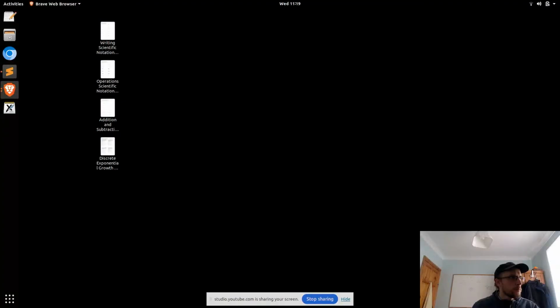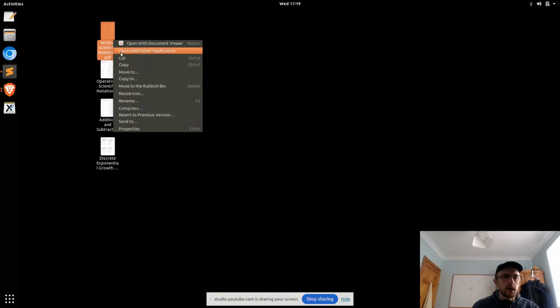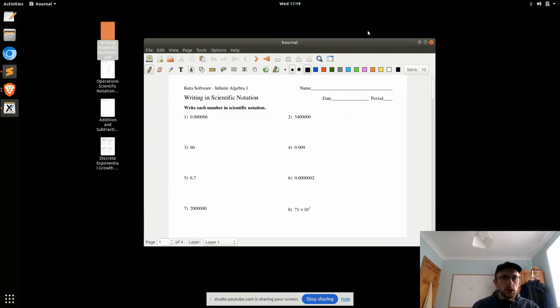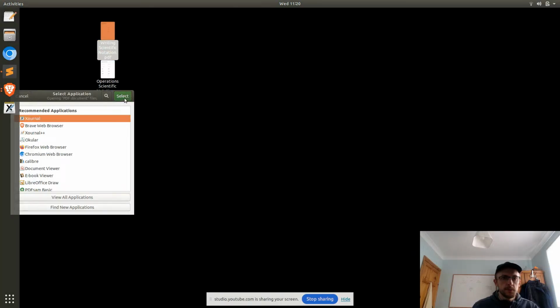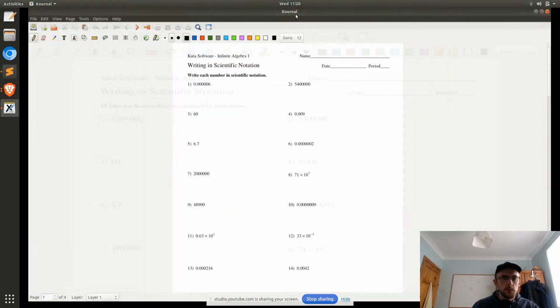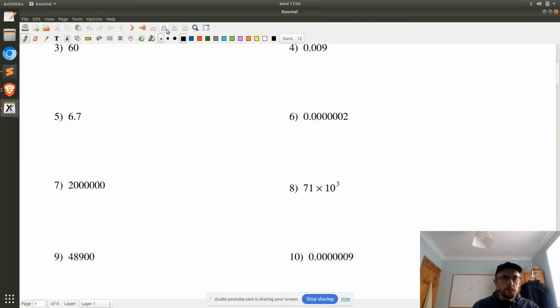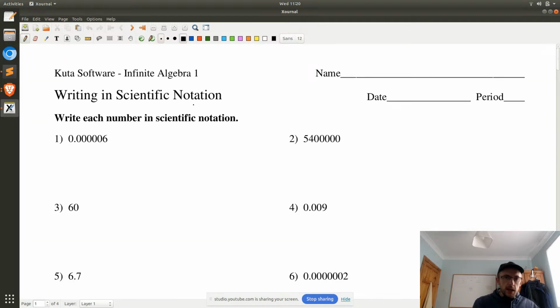Here I am. Writing scientific notation, beginning with that. Of course, we must open it twice. And there. Write each number in scientific notation.